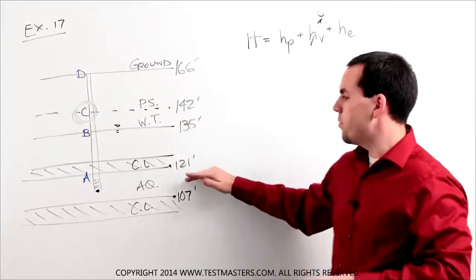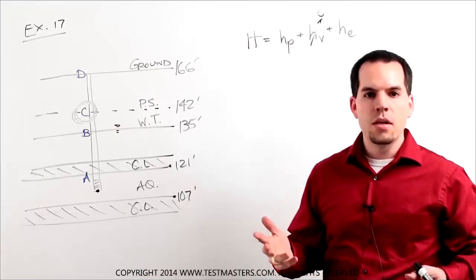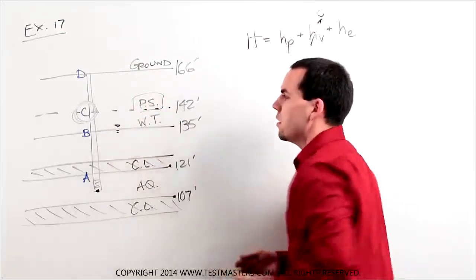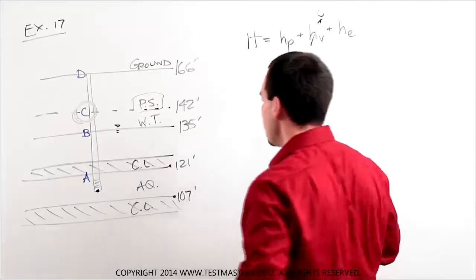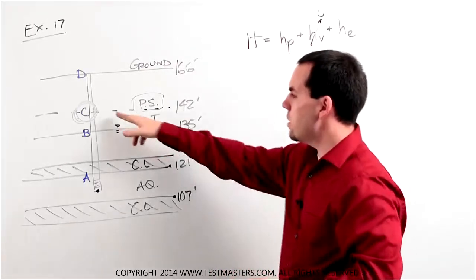So if I'm talking about a confined aquifer, what surface do I need to use? The water table or the piezometric surface? If I'm dealing with confined aquifers, I want to use the piezometric surface. So it would rise to point C for that problem. Now the second part of the question asks, okay, so it rises to point C.